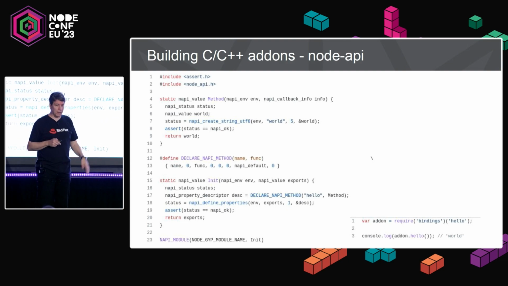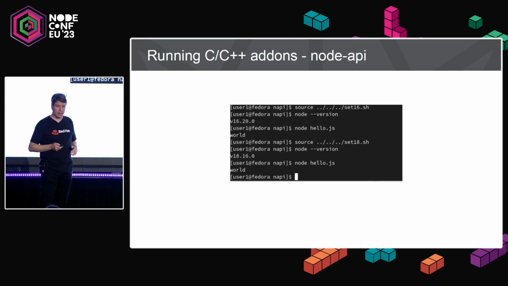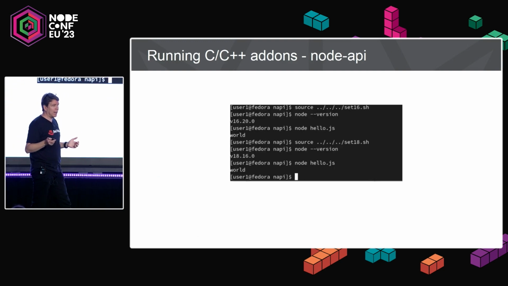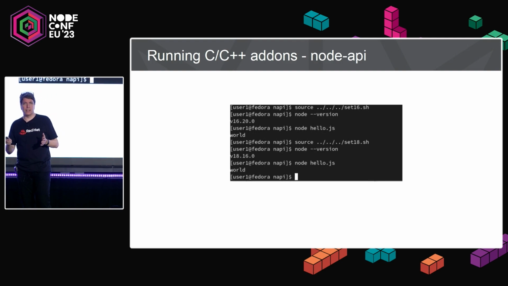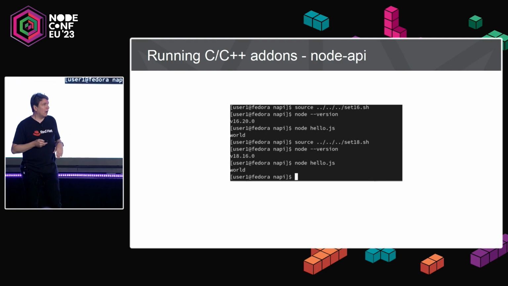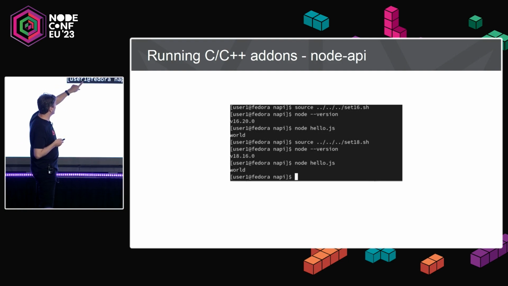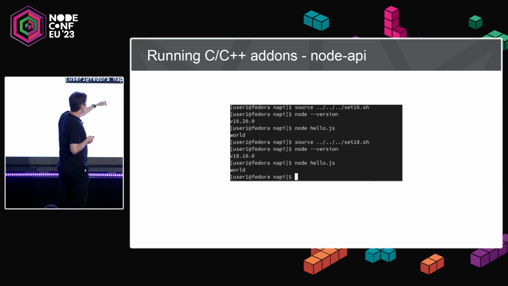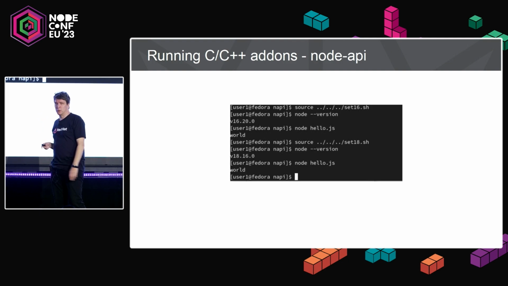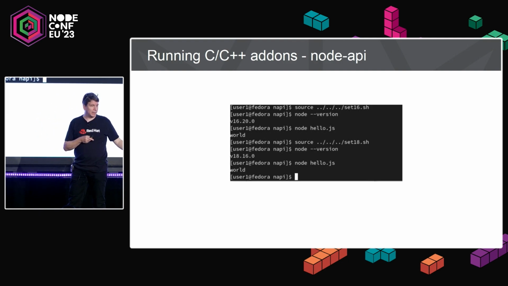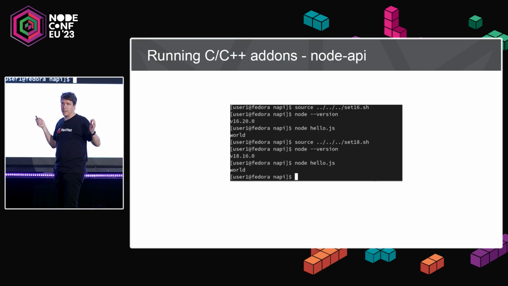So this is what you could then do. The nice thing is that it's now ABI stable. So when I take my same example that I had before, I install and compile my native add-on with a particular version of Node.js, and that's what I'm doing in the first line. So it's set to v16. I run node hello.js. I then run my script, which is going to switch the version of Node to Node 18. I run it again, and hooray, it actually runs.